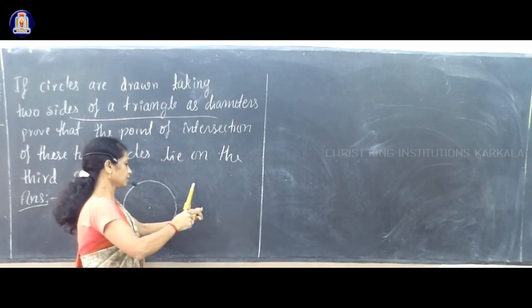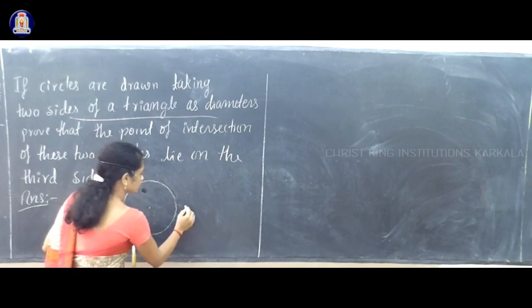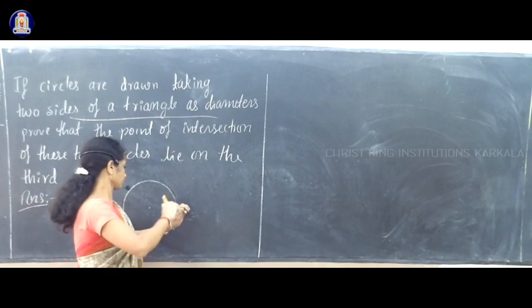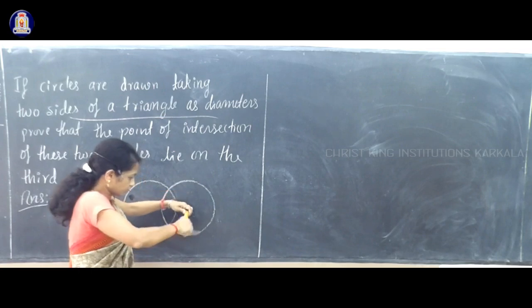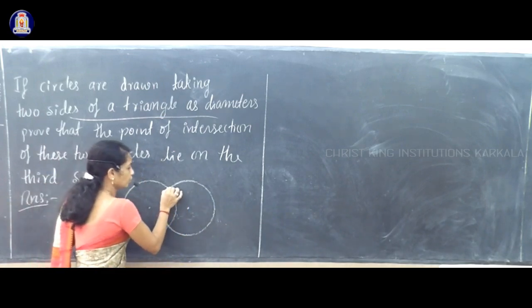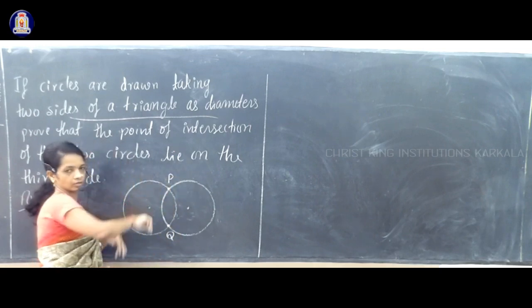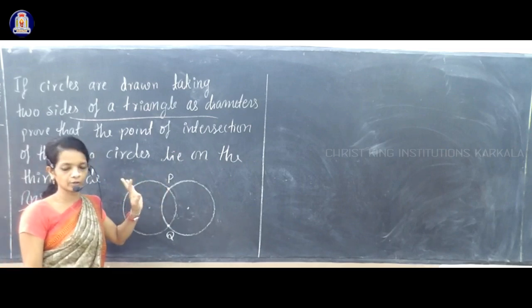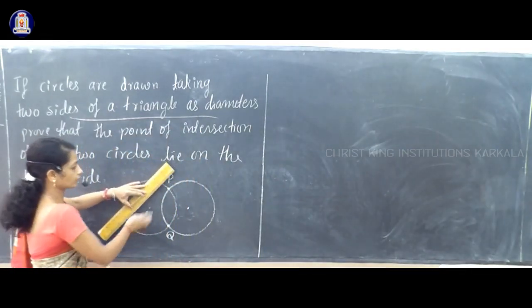Draw one more circle such that it will intersect the first circle. See, I draw two circles and they are intersecting at two points. Those two points I'll take as P and Q. Now I draw two diameters of those two circles.